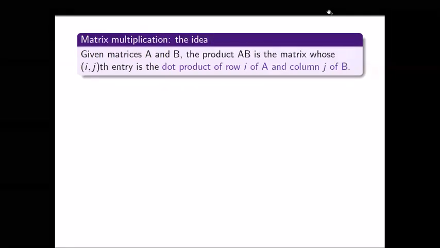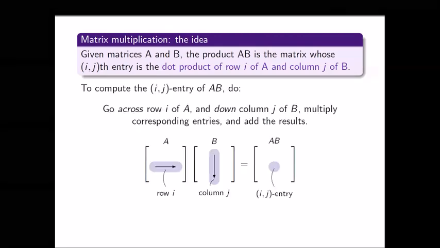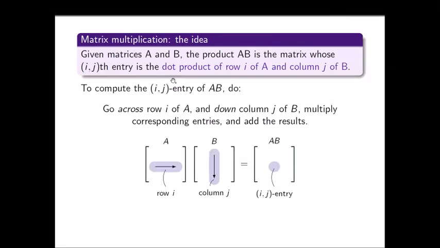Okay, so matrix multiplication. If you have two matrices A and B, the product AB is the matrix whose ijth entry is the dot product of the ith row of A and the jth column of B. In more detail, if we want to compute the ijth entry of AB, the entry in the ith row and the jth column, we take the ith row of A, the jth column of B, and then we multiply the corresponding entries and then add the results.